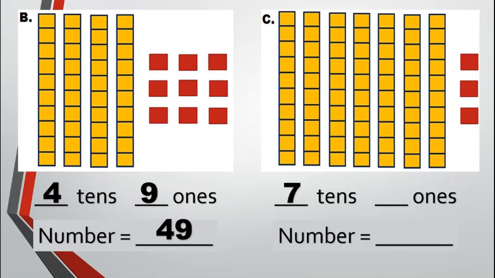How about letter C? How many tens and ones? If we count 1, 2, 3, 4, 5, 6, 7, we have 7 tens. How about ones? 1, 2, 3. There are 3 ones. So what would be the number formed in letter C? Very good. The number we can form in letter C is 73. You did a good job for activity B and C. I know you got the correct answer. Keep it up.